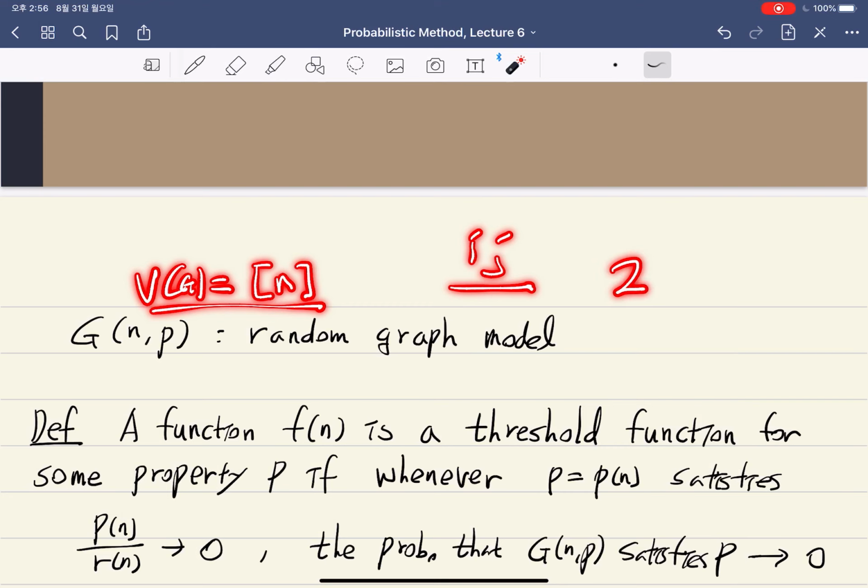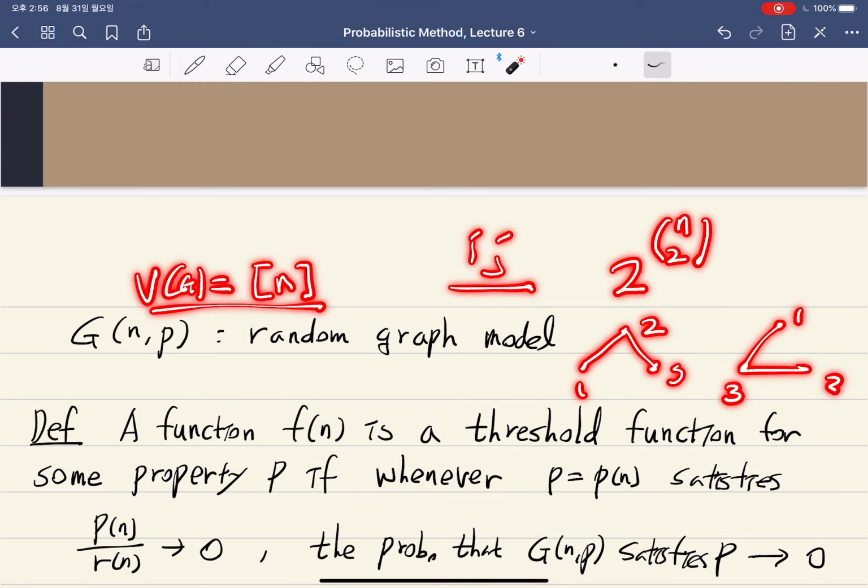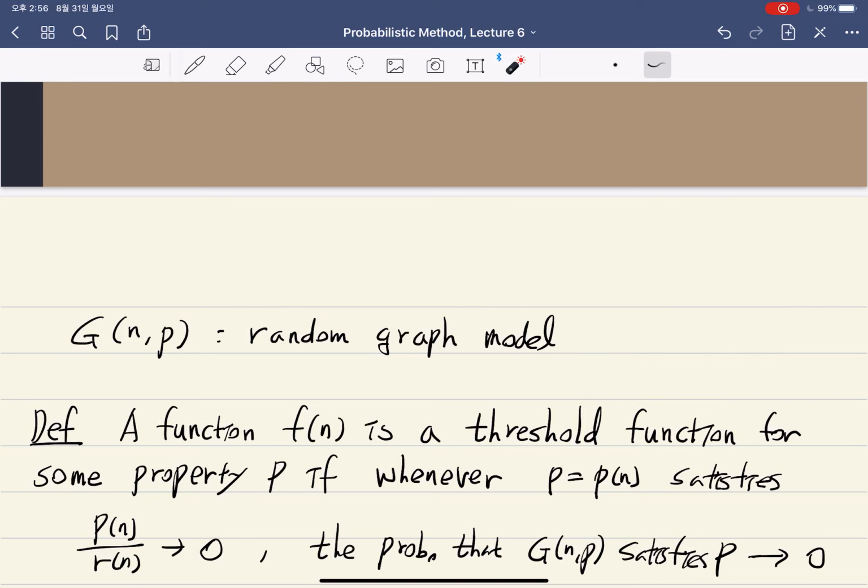The number of graphs you can get is 2 to the n choose 2. It's a labeled graph. So we consider this 1, 2, 3, and 1, 2, 3 as different, so these two graphs are different graphs. So we have this many graphs, and each one of them has a certain probability of appearing. That gives you a probability space over all possible n-vertex graphs. That probability space is this binomial random graph model.